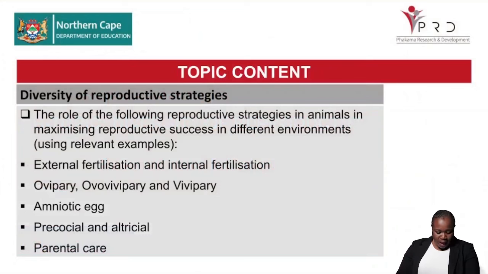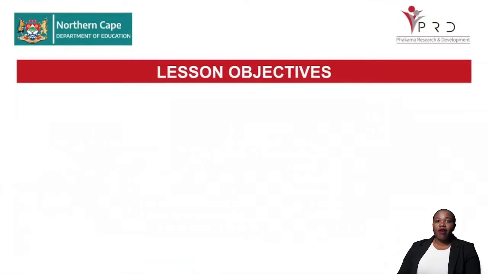We are also going to look at the structure of the amniotic egg and the functions of the different parts, right? And we will look at precocial as well as altricial development. So there we will be looking at the different types of young and how that comes about, right? And lastly, we will look at parental care and the role that it plays in the survival of the young.